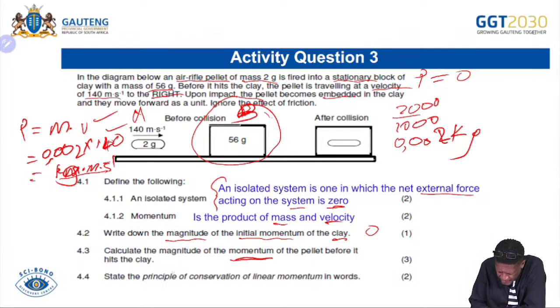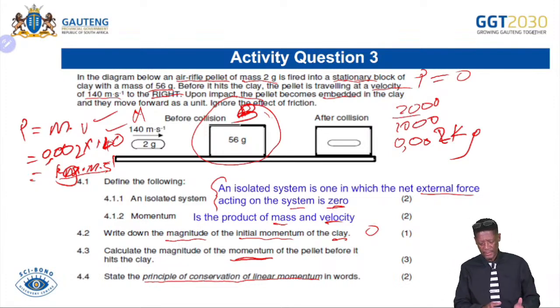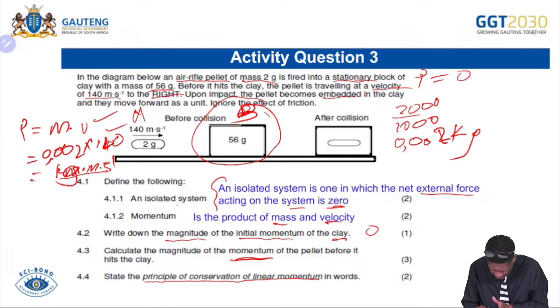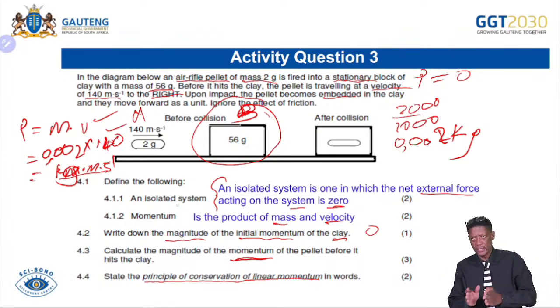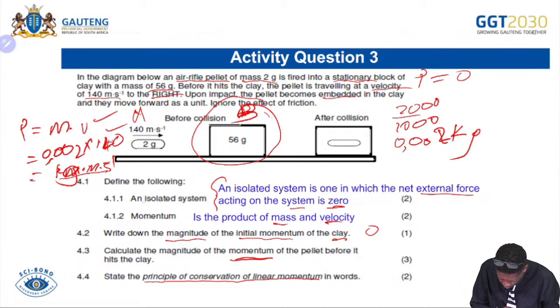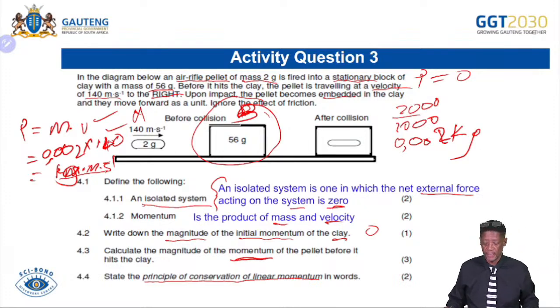Now, state the principle of conservation of linear momentum in words. Linear momentum in an isolated system. This is an isolated system. That word isolated comes from this principle. The linear momentum in an isolated system, right? So you go that way because in the principle we've got the isolated. That's why they've asked you about the isolated system, right? It's conserved in both magnitude and direction.